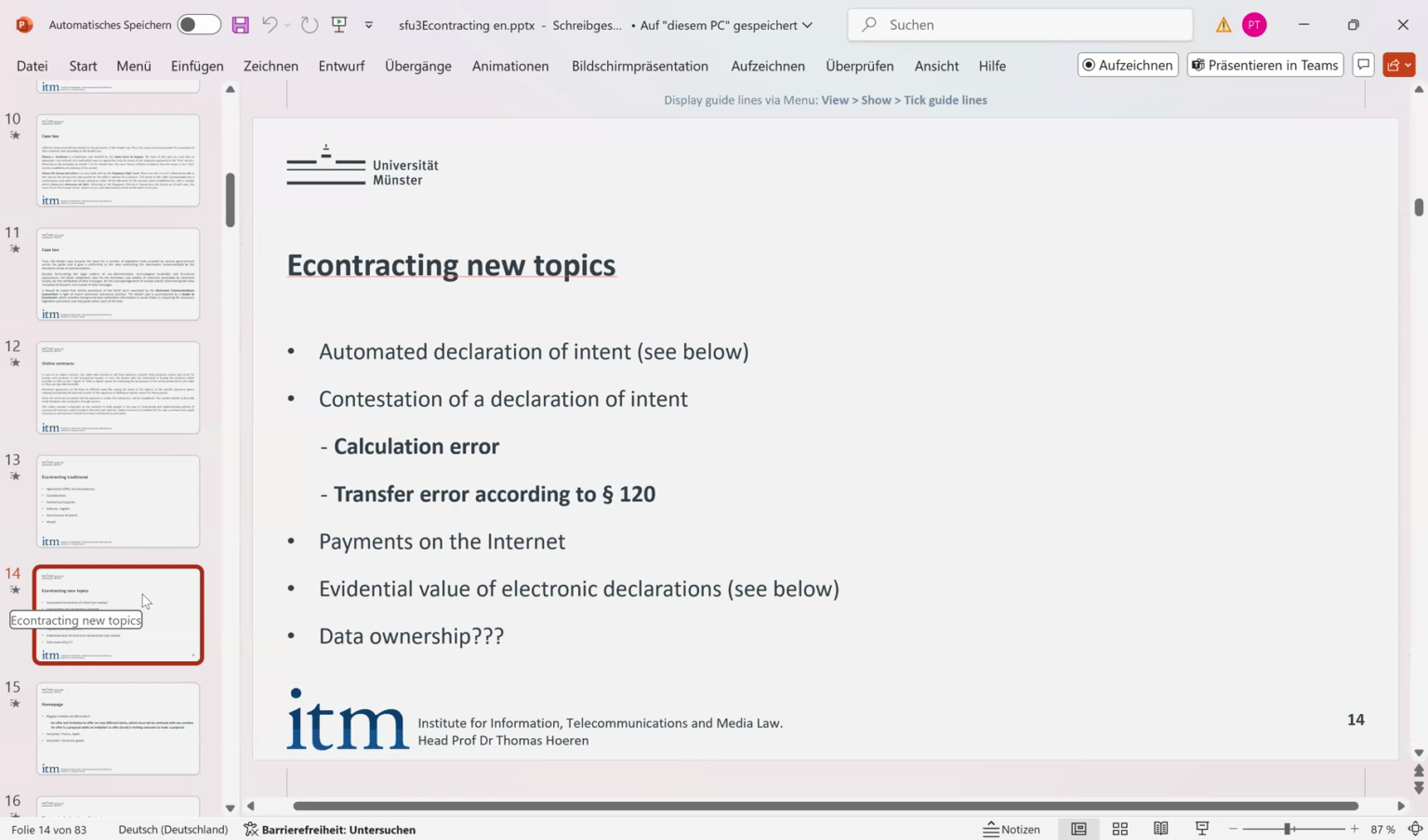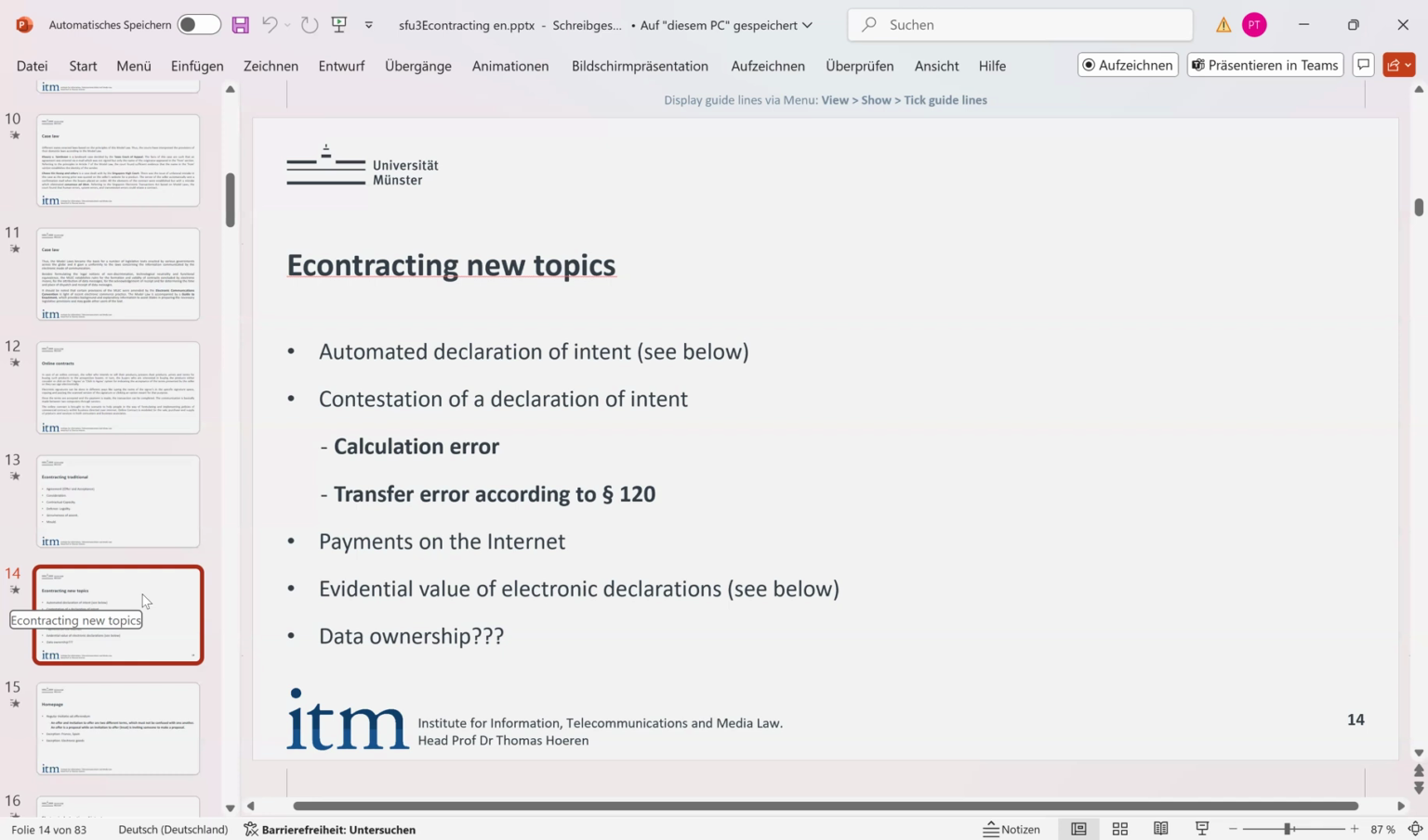So, the next topic, how do you pay on the internet? That's a practical issue. I think that nobody is using e-cash or digital cash. You can use bitcoins. We are talking about bitcoins next term. Everybody is using checks, credit cards, of course, but then that's not a problem for civil law.